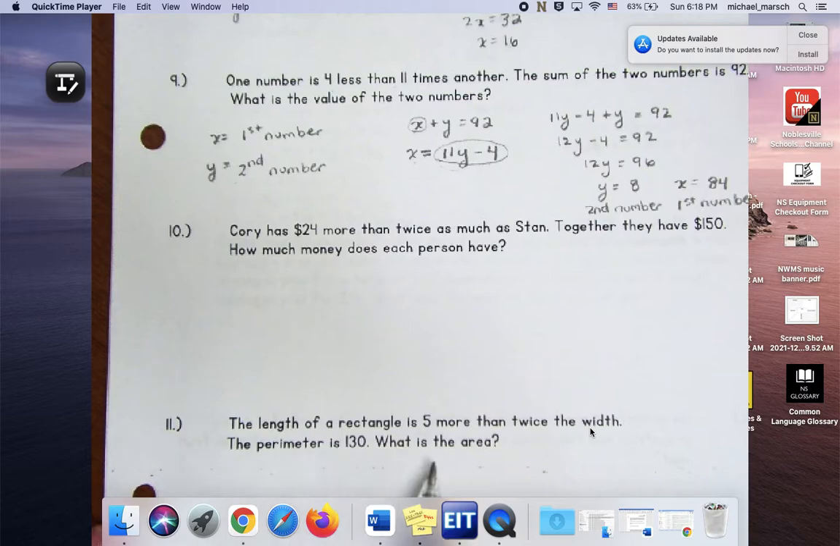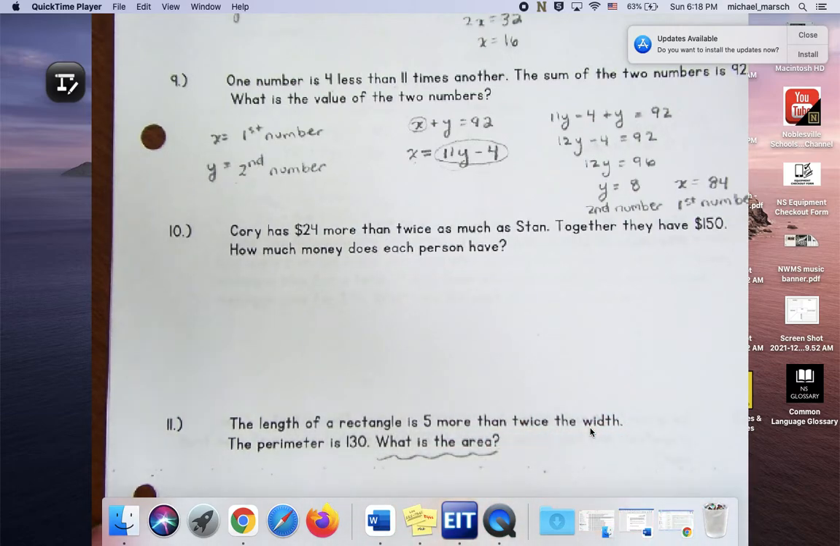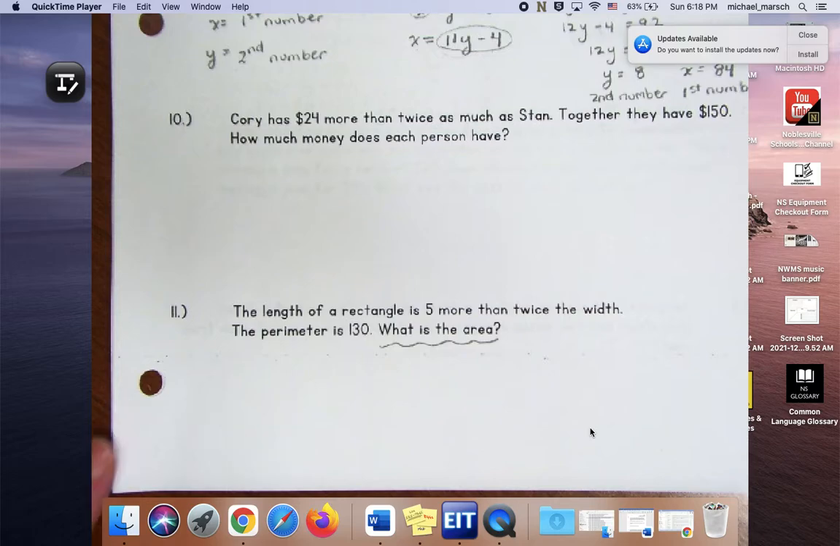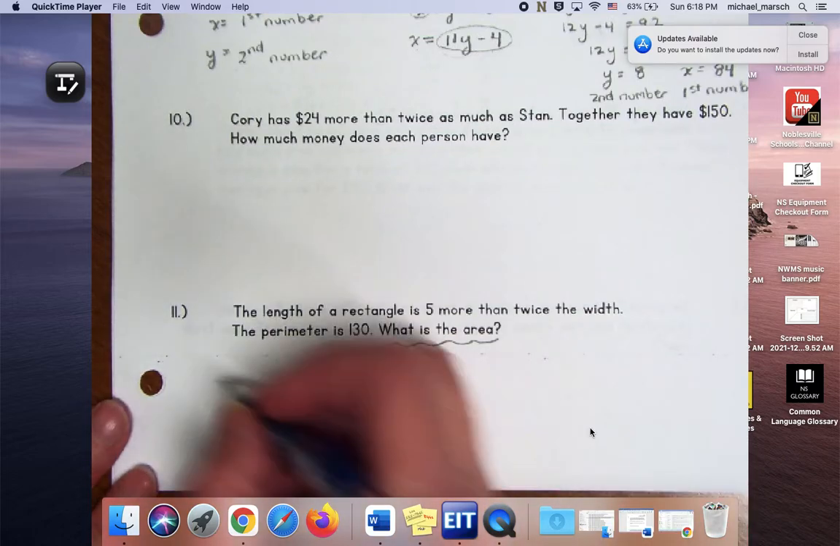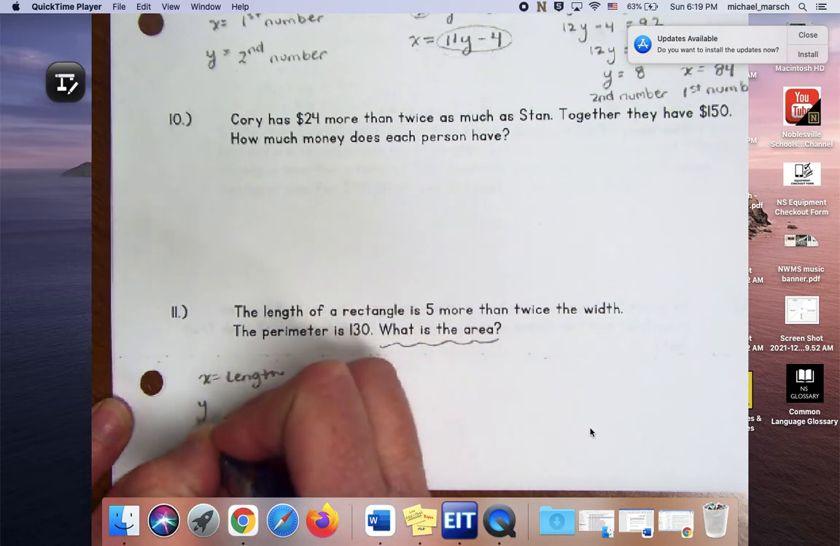The length of a rectangle is 5 more than twice the width. The perimeter is 130. What is the area? Okay. So this one's slightly different because first we need to find out what the length and width are before we can find the area. So for this one, we're going to have x equals length and y equals width.